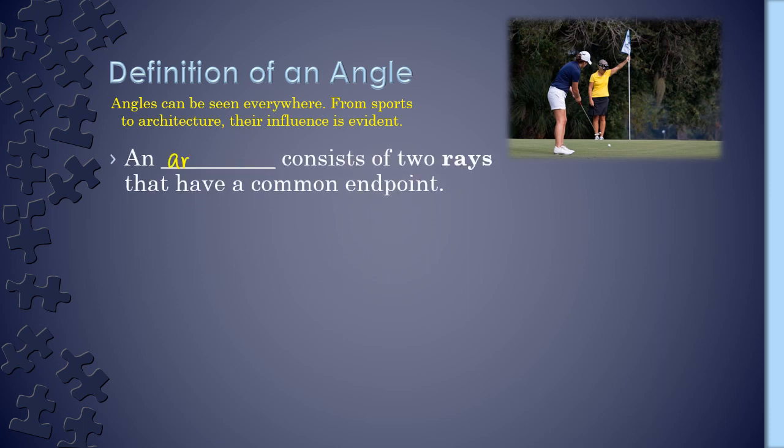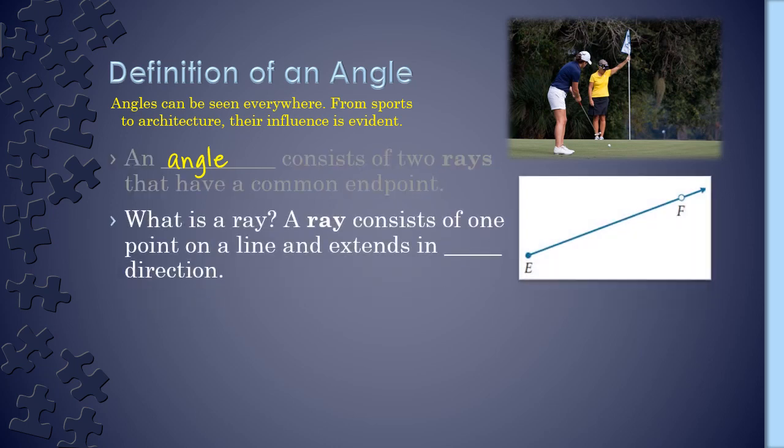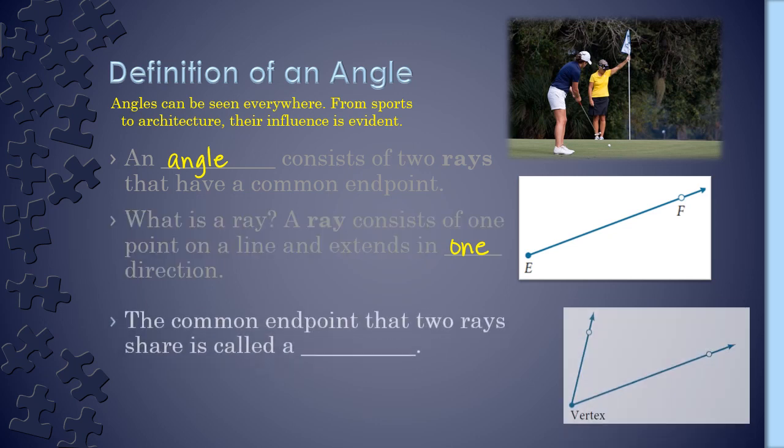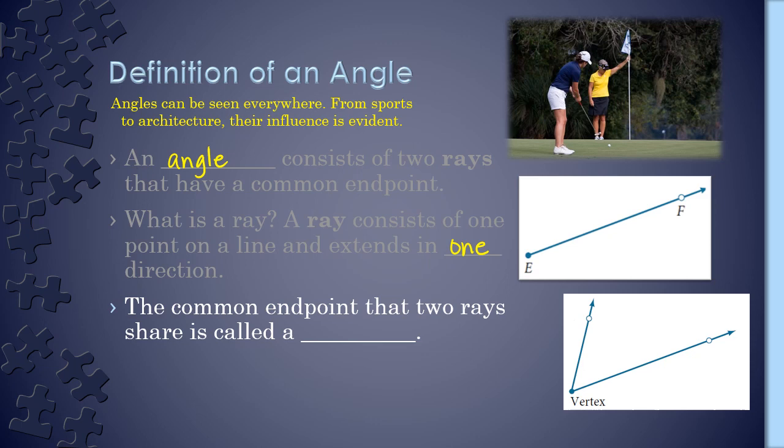An angle consists of two rays that have a common endpoint. But what is a ray? A ray consists of one point on a line and extends in just one direction. If you look at the picture on the right, we can see that we're starting at point E and extending through point F. The common endpoint that two rays share is called the vertex.